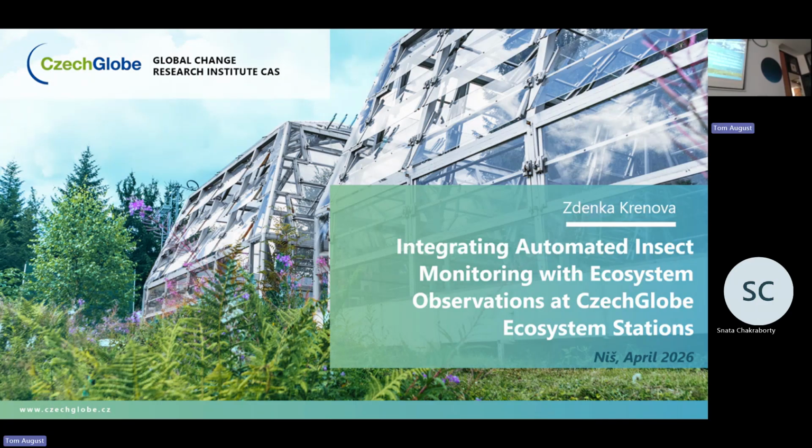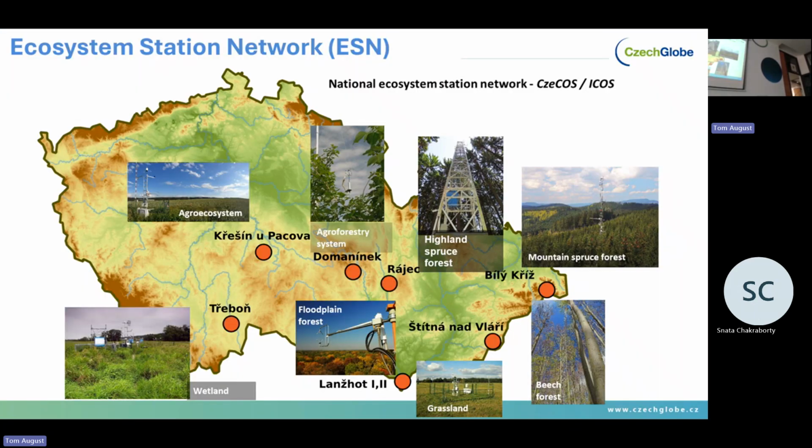It was very interesting. I'm in a position that, compared to many others, I'm just a beginner and this is my first experience here. So thank you for the invitation. I am here to briefly introduce the concept of automatic insect monitoring we are trying to establish in the Ecosystem Station Network, which is operated by CzechGlobe. It's part of the Czech Academy of Sciences institute focusing on global change.